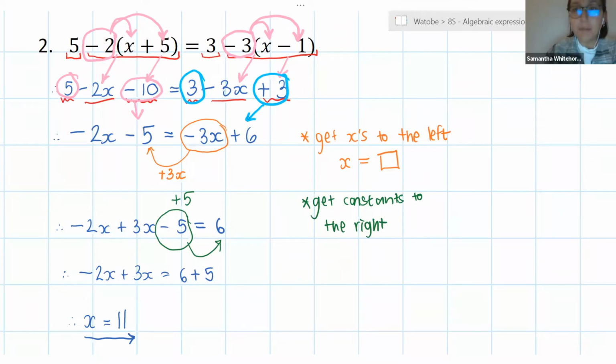And then from that point, I started using my inverse operation. So I got my x terms to the left. I got my constants to the right using my inverse operations, and I solved for x.